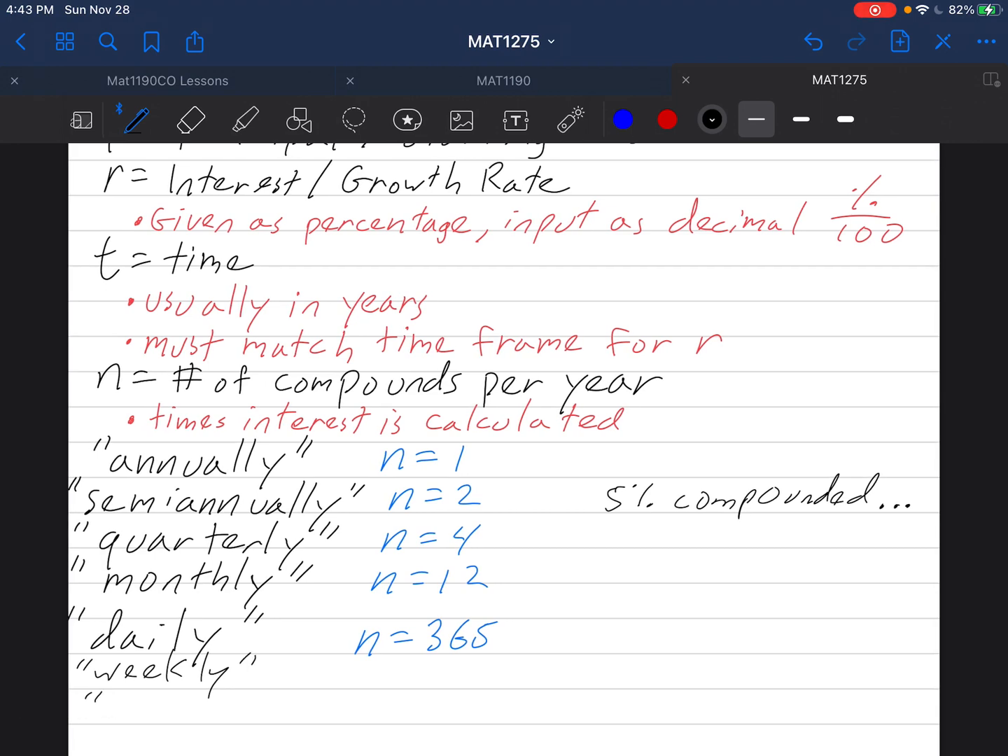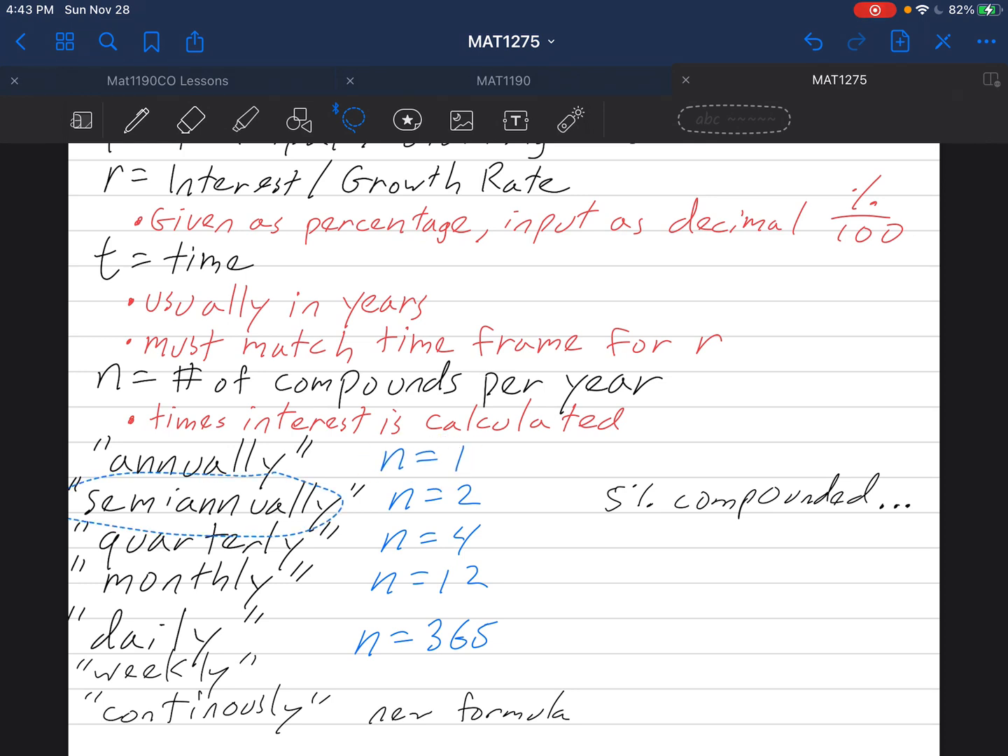Something that we won't see in this unit, but maybe in another unit, is something compounded continuously. In this case, this is a new formula, so we will not get into that. But if something is compounded annually, that means it's compounded once a year. So n is equal to the number of compounds per year. That's the number of times the interest is calculated. So if it's annual, that means it's once per year, so n is equal to 1.